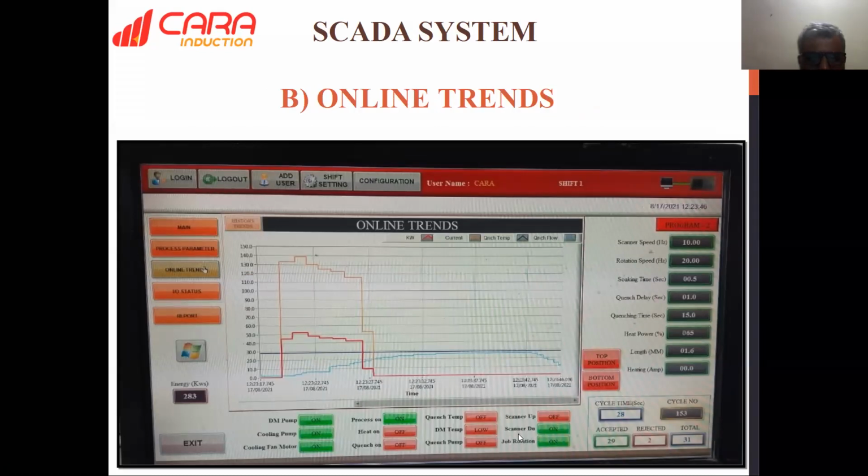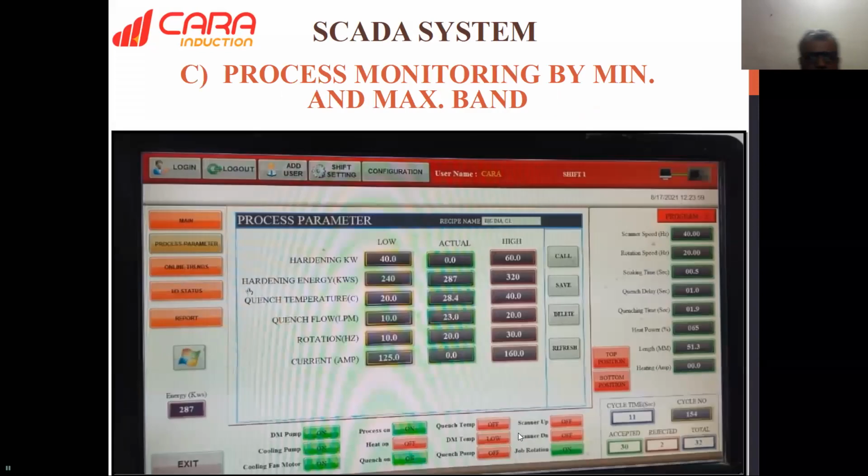This is the main screen. Next, this is the online tracking. Whatever parameters we were discussing, kilowatt, current, quench temperature, quench flow, all that online tracking is there. This is the process parameter band. We are setting a low band and a high band, and if the actual process is below the low band or above the high band, then the machine gives a signal and stops. Next.